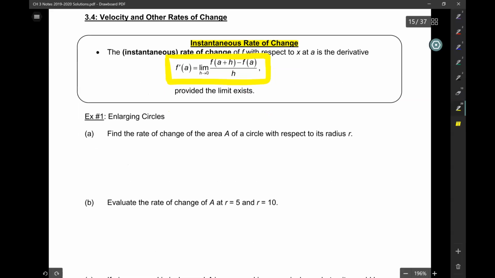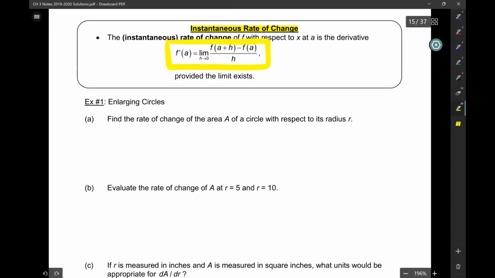Okay, so one example where we're going to apply this is a situation where we have enlarging circles. All right. So here's the question. Find the rate of change of the area A of a circle with respect to its radius r. So let's just envision this for a minute. Imagine a circle which is changing in area. So it's expanding or getting smaller. We want to find the rate of change with respect to its radius r.